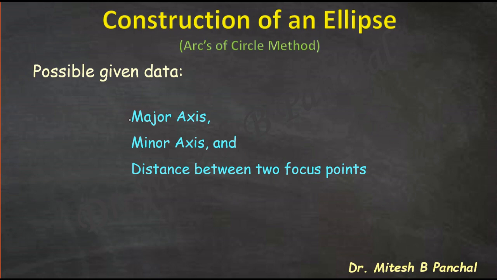When we know any two of the given data, then we can find the third one. Suppose the major axis and minor axis are given. Then we can find out the distance between the two focus points. Also, if the minor axis and distance between the two focus points are given, then we can also find the major axis. Now we will see how that can be found.